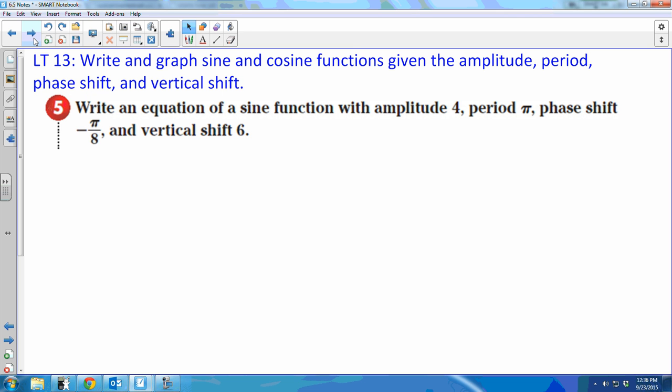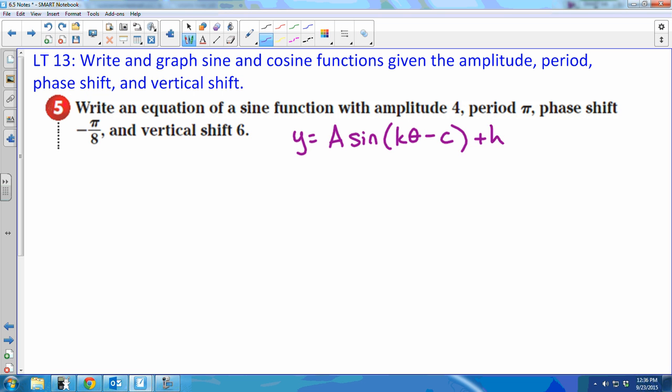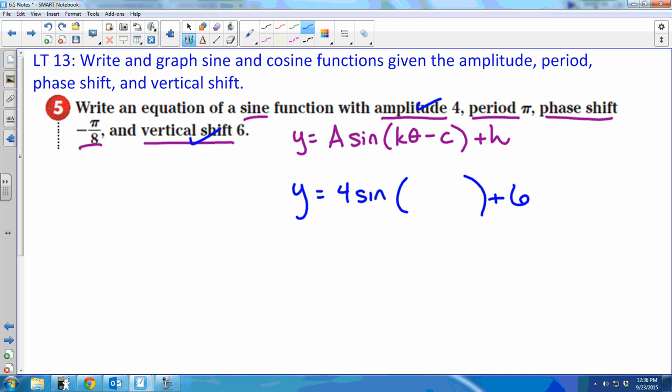Okay? So again, here is what the function should look like. So they're going to give you all the information. It says write an equation of a sine function with the amplitude of 4, period of pi, phase shift negative pi over 8, and vertical shift 6. Right now, the amplitude and the vertical shift are the easy pieces to put in. You just write them in the equation. I know I have y equals 4 sine, some stuff happens in the parentheses, plus 6. Everyone know why the 4 and the 6 are there?